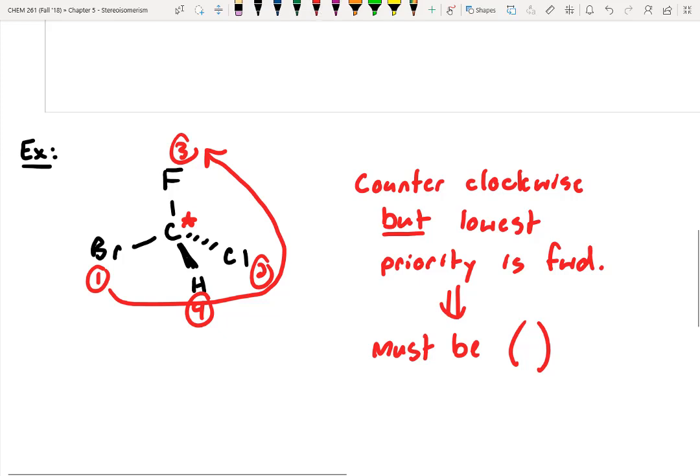Oh, sorry. Holy cow. It should be an R. So we flipped from an S to an R. I was talking and writing at the same time and not following my brain. So doing this, we always want our lowest priority facing away from us. If your lowest priority is pointing away from you, it's a lot easier. If it's not, just flip your assignment. It's as simple as that. So what we'll do tomorrow is look at a lot harder examples with the tiebreaker rules and then learn what to do if we don't have a wedge or a dash for our lowest priority.